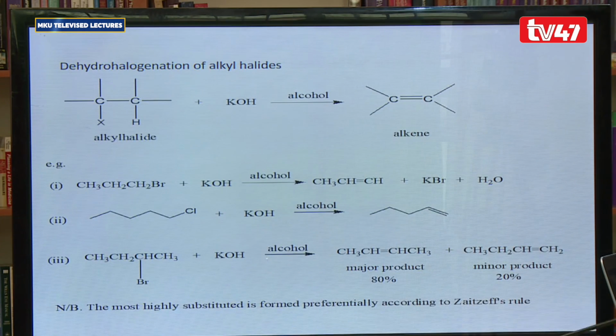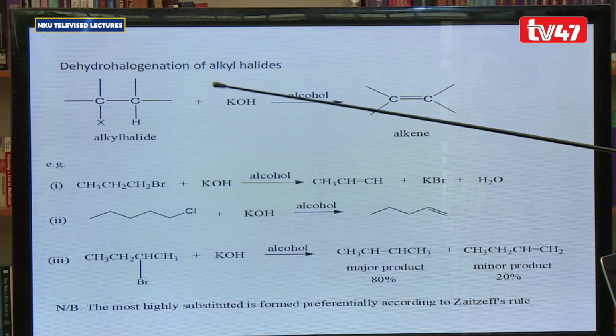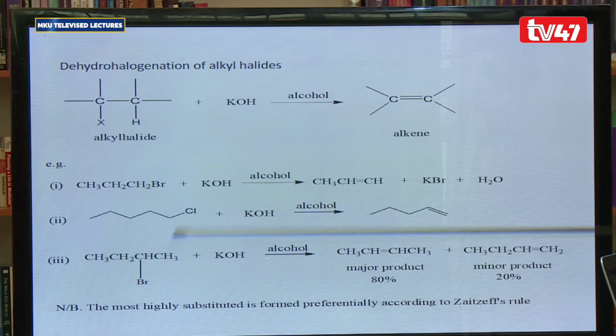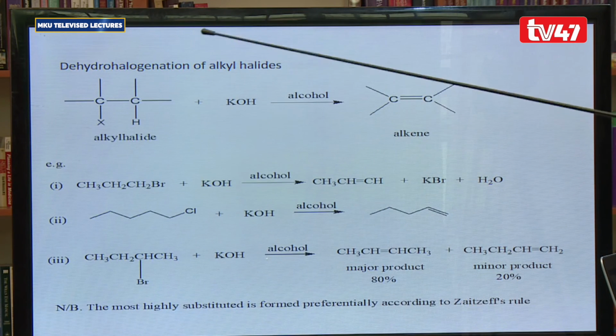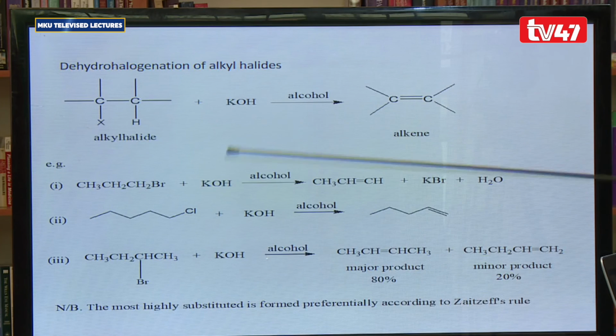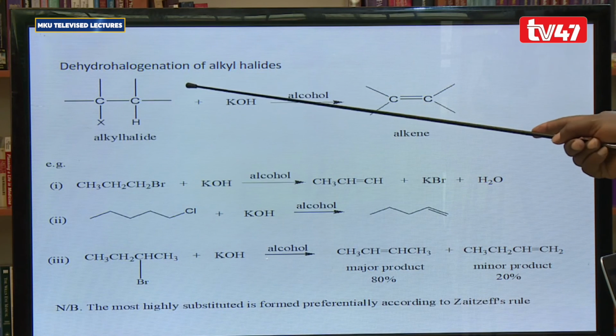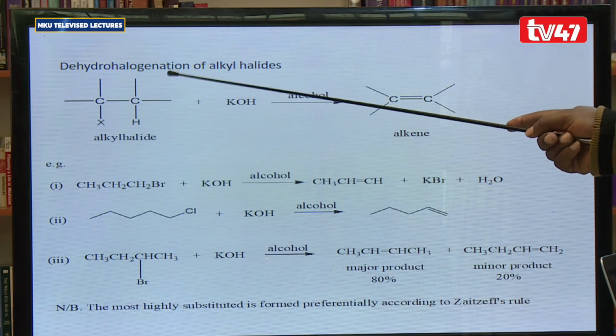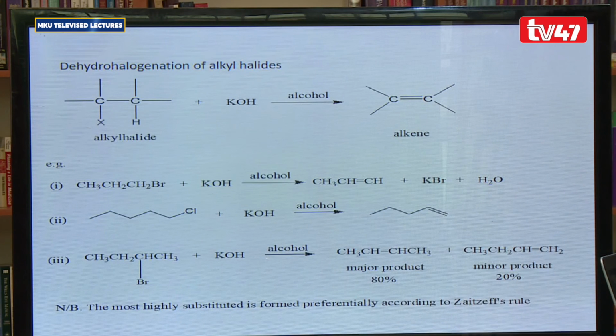Now, looking at this, it is a process where we are looking at formation of alkenes. How are alkenes formed? There are different ways of formation of alkenes. One is dehydrohalogenation of alkyl halides. If you have an alkane where one hydrogen has been substituted by a halogen.